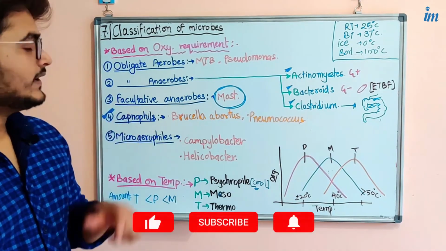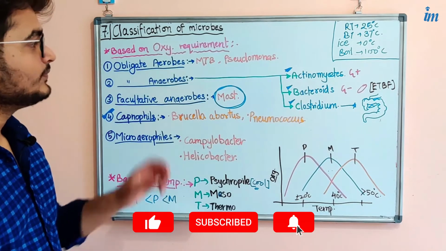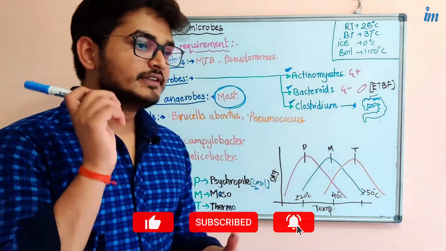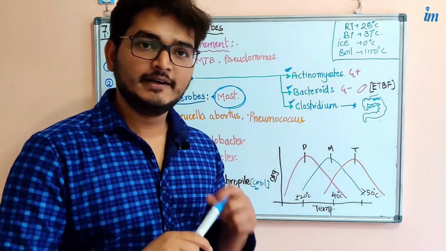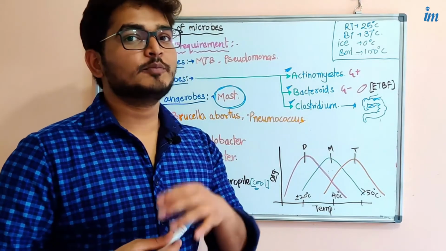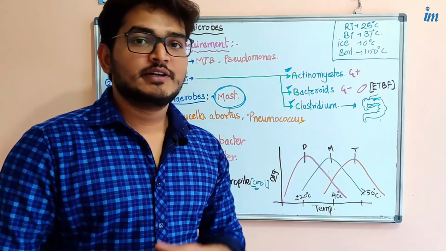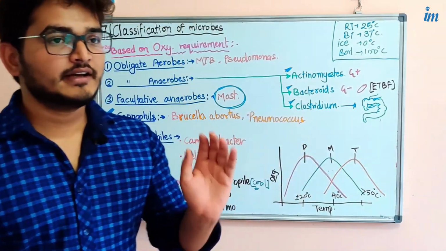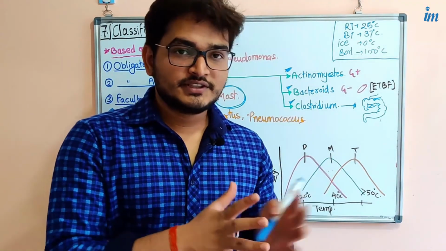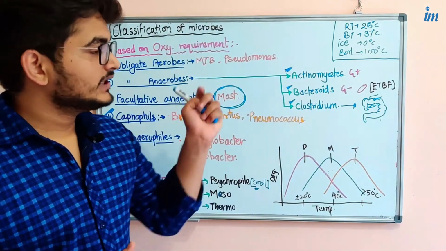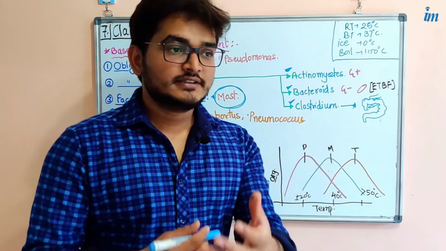Very important, facultative anaerobes, but they have lots of examples. You will learn later, step by step. For obligate aerobes, 2 examples need to be remembered: the TB-causing Mycobacterium tuberculosis, and Pseudomonas. MTB and Pseudomonas are obligate aerobes, and obligate anaerobes have A, B, C: Actinomycetes, Bacteroides, and the last one, C, the Clostridium family. Clostridium and Bacteroides specifically act over the colon, the human intestinal system. Mycobacterium can infect our lungs and also other systemic organs.